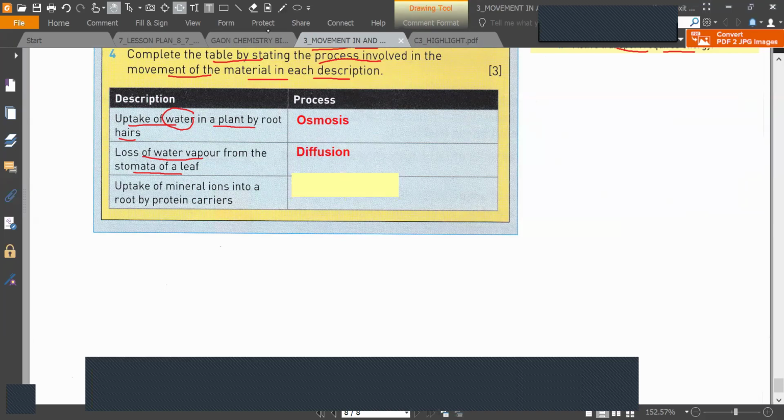Next, uptake of mineral ions by protein carriers. As soon as we see these protein carriers, we know that we need energy.